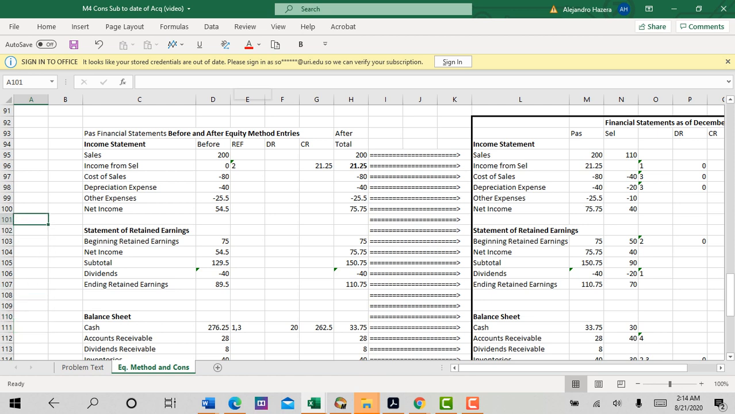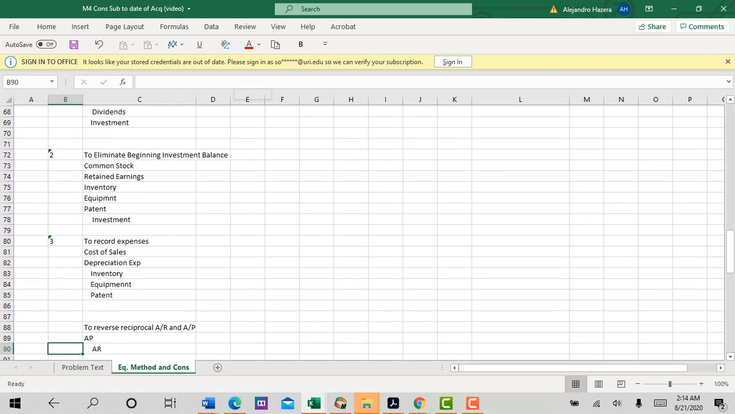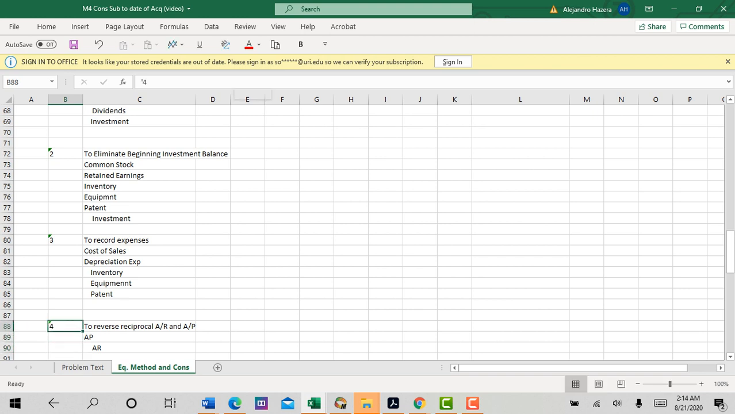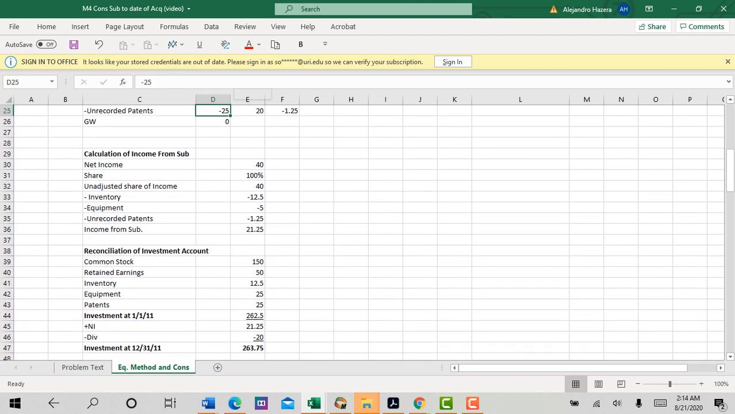So if you go up to the equity method entries, this one is going to be number 1. This is number 2. This is number 3. And this one is number 4. Now the first 3, I call them the big 3. These are 3 that are absolutely essential to any consolidation. And these 3 entries, especially the first 2, are based on the calculations that we did up here.